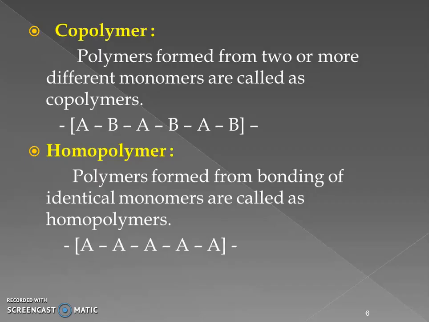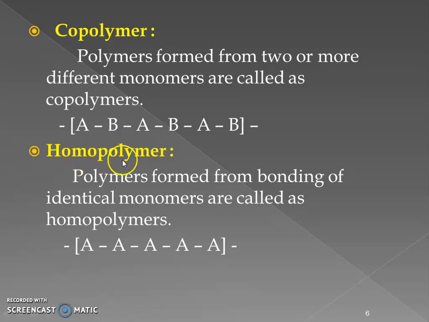Then copolymers. These are polymers formed from two or more different monomers. Here it represents the different types of monomers. Consider A as one monomer and B as another monomer. These are two different types of monomers, so that's why it is called a copolymer. Different types of monomers are arranged in linear, branch, or cross-linking type.